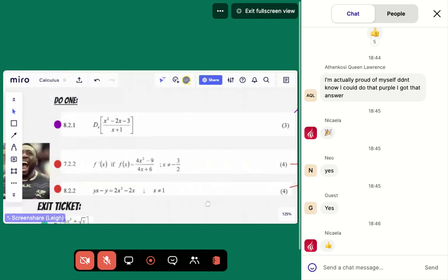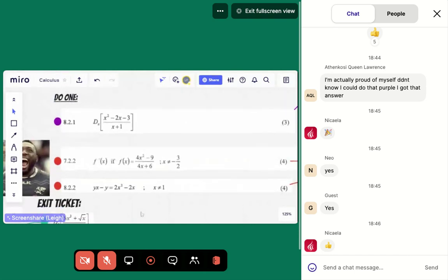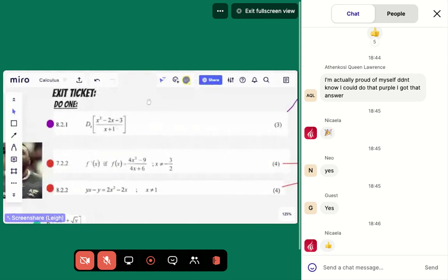And I think maybe what we should do is treat this as our exit ticket rather than the questions that we've got there. Okay, so let's do it like that.